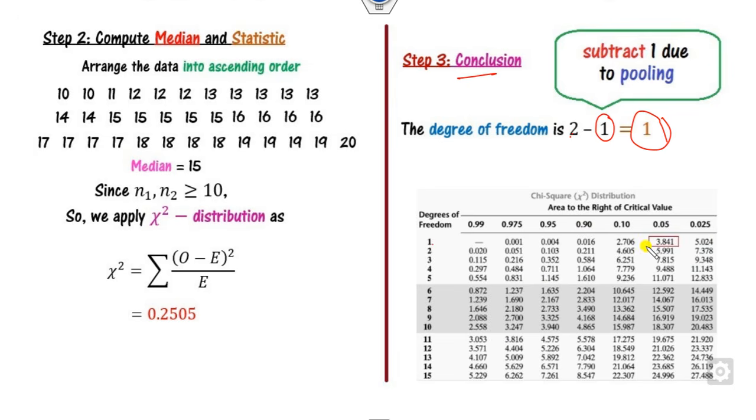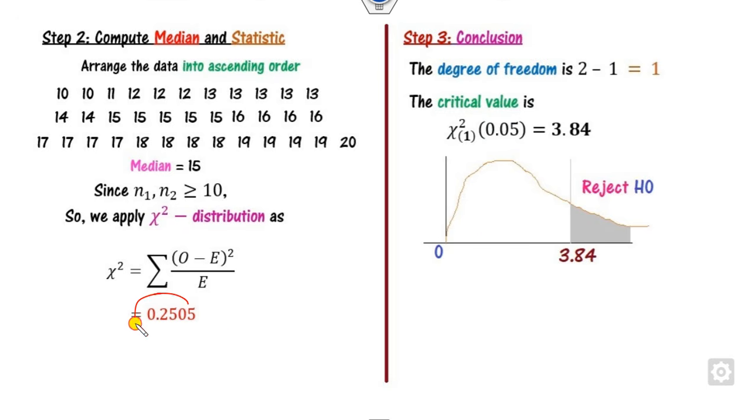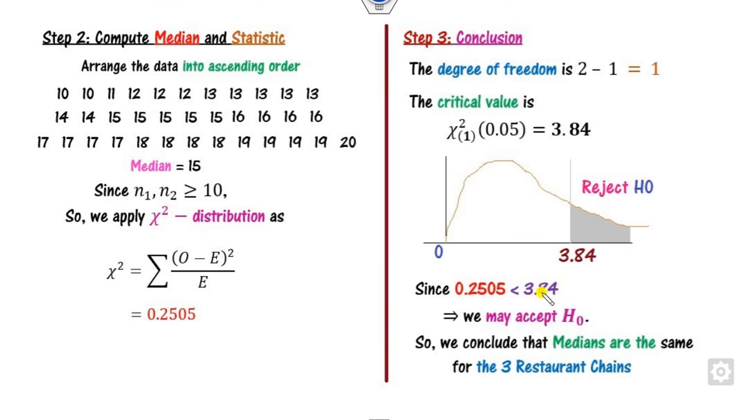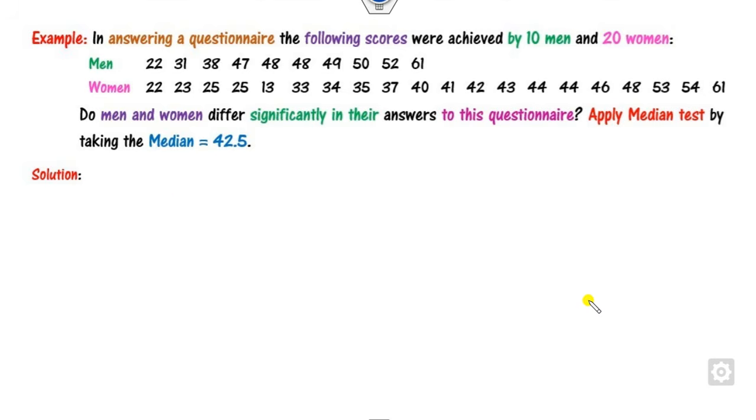So again you can check the degree of freedom. The critical value is 3.8. Now where does this value lie? Again this value lies in the acceptance region of H0. So therefore your H0 may be accepted. Let's look at one more example.